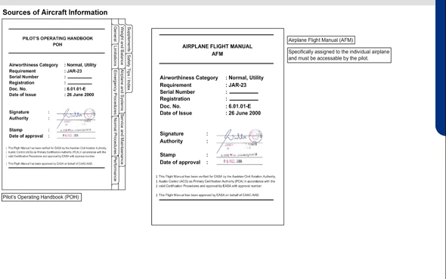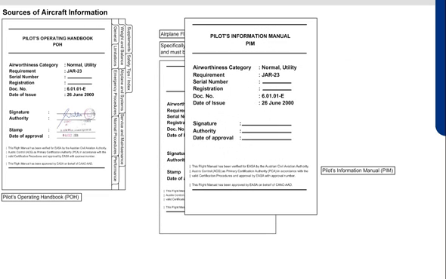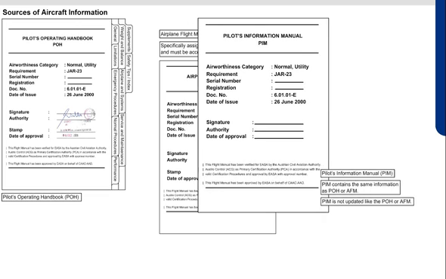Since the POH or the AFM normally stays with the airplane and therefore isn't available for you to review for extended periods of time, many manufacturers also publish a Pilot's Information Manual, or PIM. The PIM contains the same information as the POH or AFM, except for precise weight and balance data and optional equipment specific to a particular airplane. However, it is organized in the same manner as the POH and the AFM and is a useful study tool. Keep in mind that the PIM is not updated like your POH or AFM.